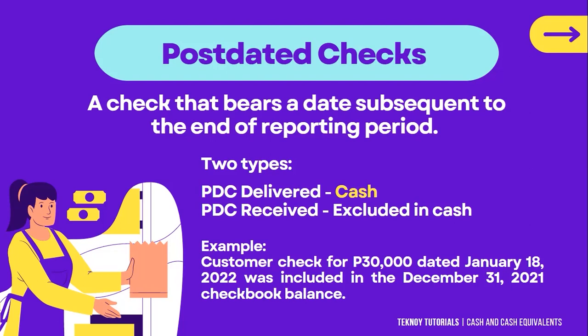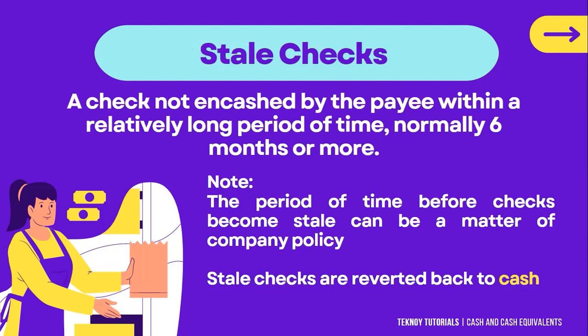Now, let us proceed to stale checks. A stale check is a check not encashed by the payee within a relatively long period of time. In banking practice, a check becomes stale if not encashed within 6 months from the time of issuance. But of course, the period of time before checks become stale is a matter of company policy. Thus, even after 3 months only, the entity may issue a stop payment order to the bank for the cancellation of a previously issued check.